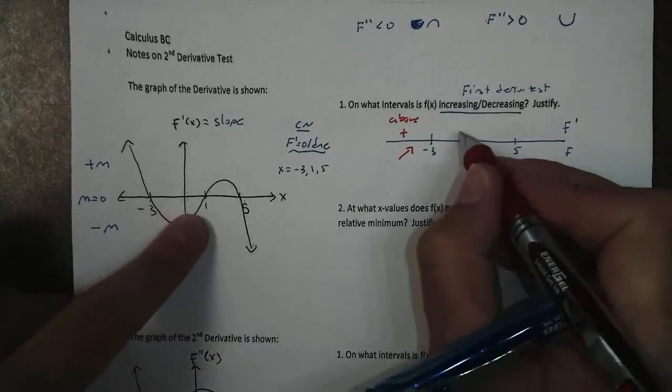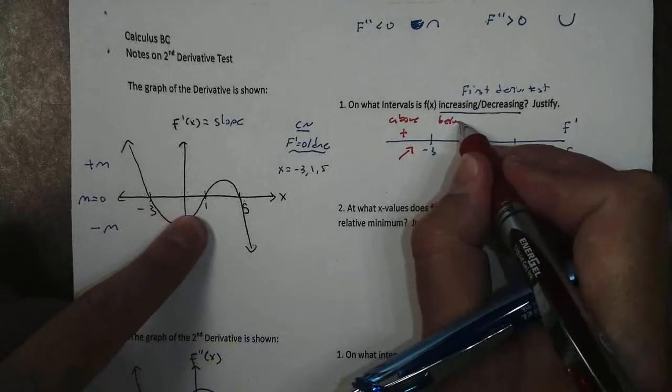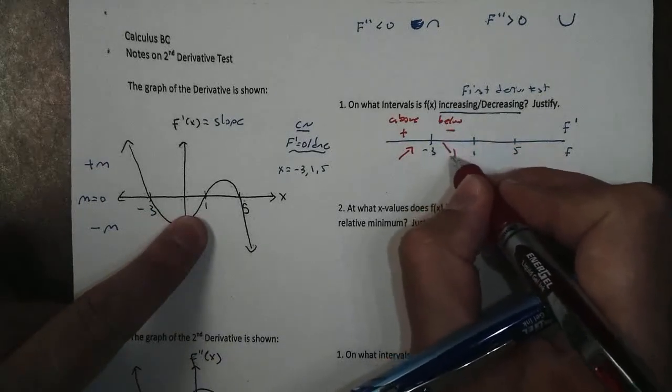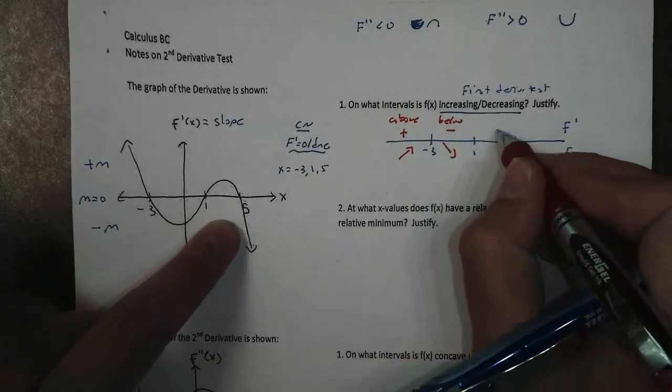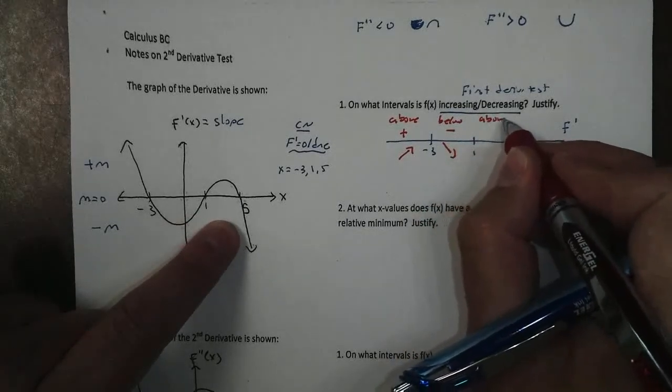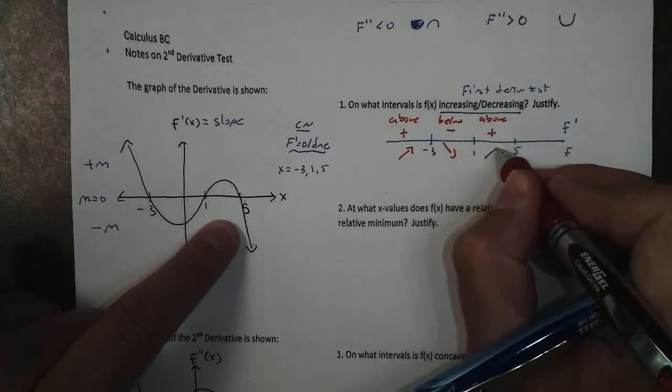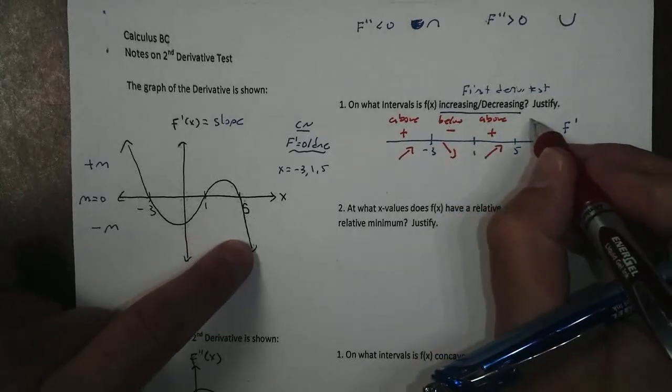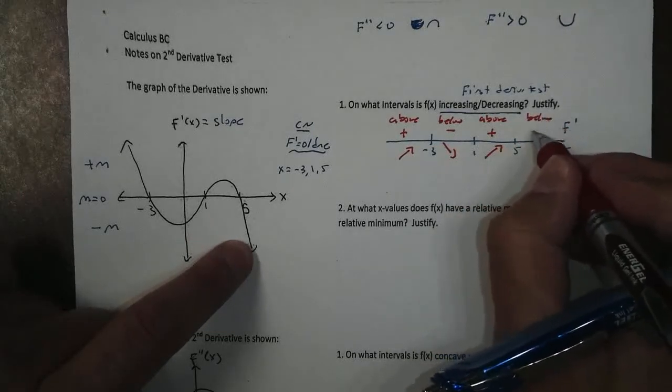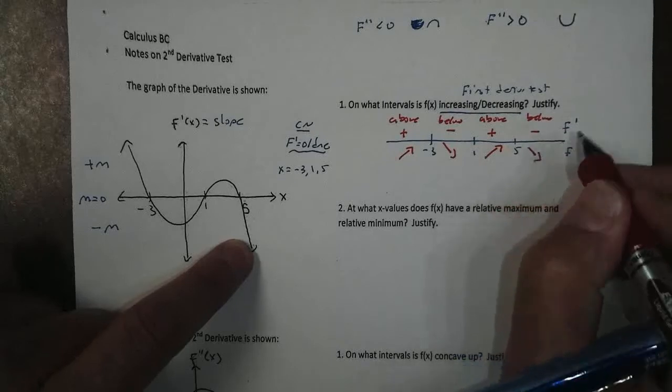Between -3 and 1, we are below the x-axis, so it's a negative slope. It's going down. Anything between 1 and 5, again, is above the x-axis, so it's positive. The function's going up. And anything after 5 is below, so it's negative. So the function's going down.